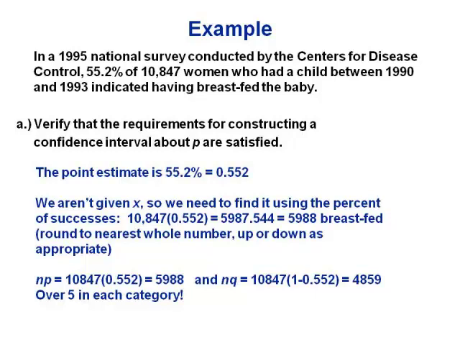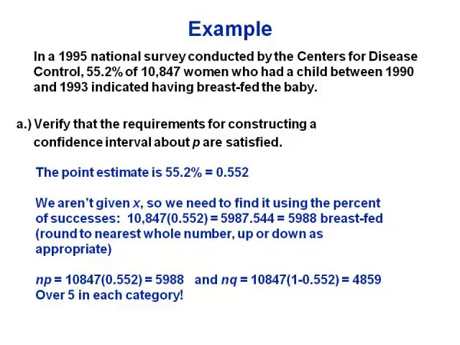I need to take 10,847 people and multiply by 0.552 to figure out how many people that actually is. It does come out to a decimal, so you're just going to follow your normal rounding rules. 0.5 rounds up, so we're going to round up to 5988. You do need to give a whole number to the calculator when you enter X, so keep that in mind.